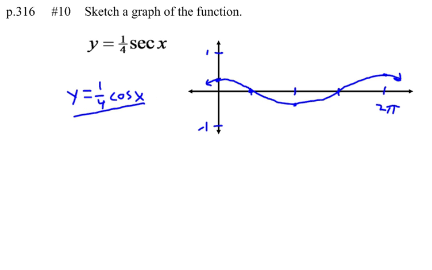Let's see how that relates to the graph of y equals 1/4 times the secant of x, because secant is 1 over cosine. First of all, any point on that graph where cosine goes through the x-axis, that means the value of cosine is 0. Well, 1 over 0 does not exist, so that means secant does not exist at these points. So to show that, we can put vertical asymptotes through these points.